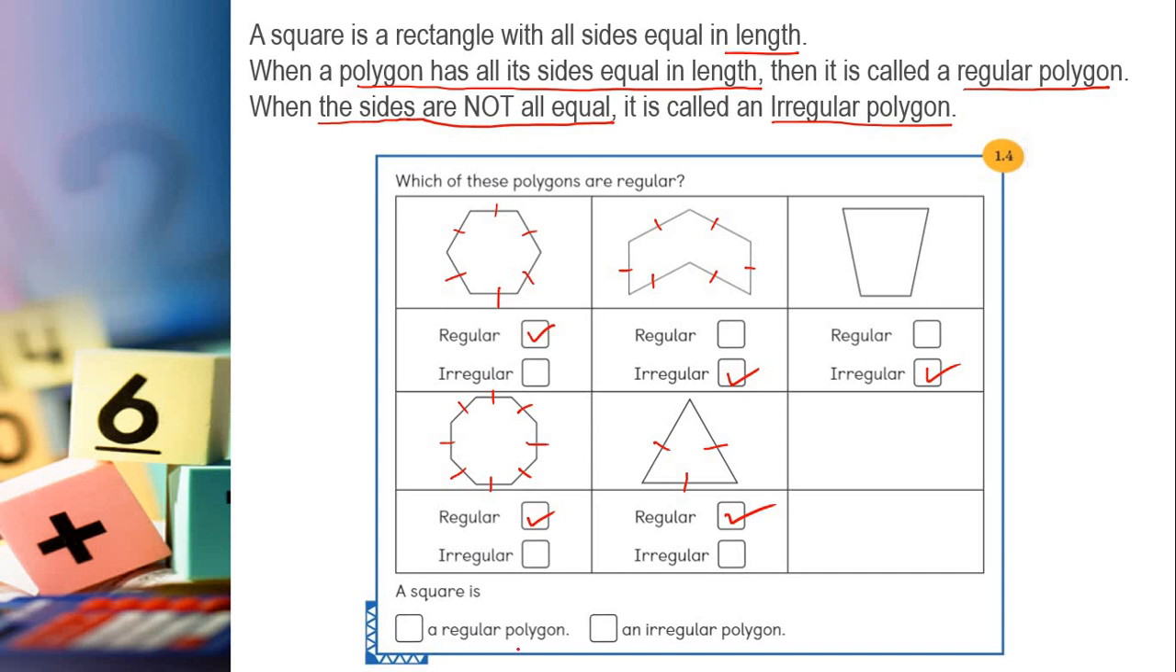A square is a regular polygon or irregular polygon? Yes, it is a regular polygon because all the sides in a square are equal in length. Is a rectangle a regular or irregular polygon, children? It is an irregular polygon because all the sides are not with equal length. Is it clear, children? What is a regular polygon and irregular polygon? Regular polygon means all the sides should be equal in length. Irregular polygon means sides should not be with equal length.